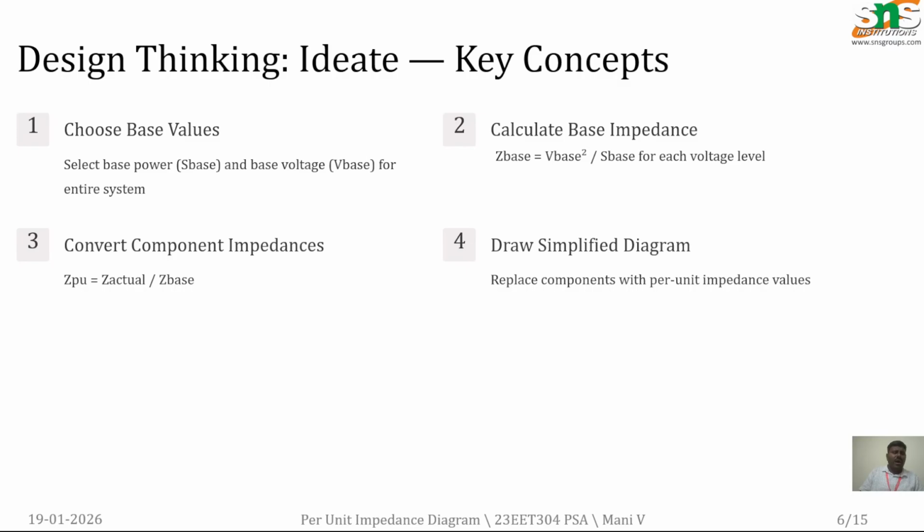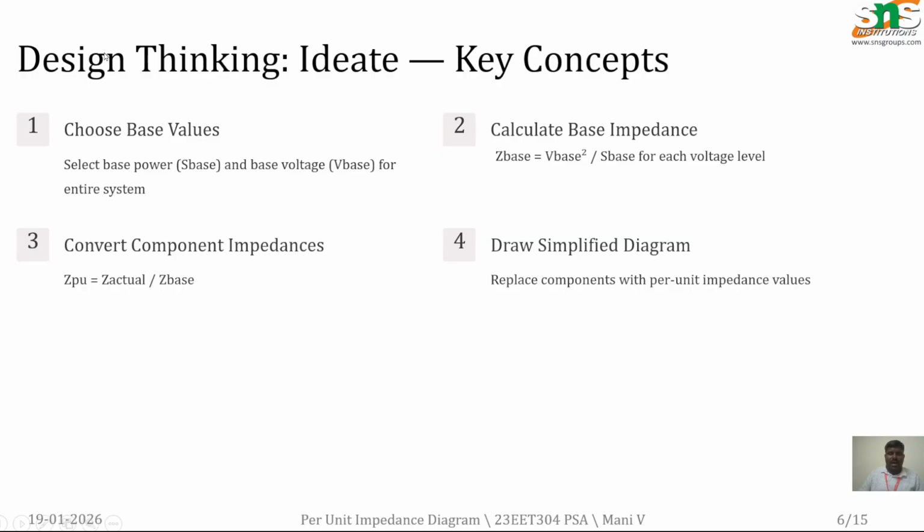So what is the main key concept here? The first point: we have to choose the base value. The base value is nothing but the new base kV as well as the new base MVA, and we have to choose it for the entire system. The new base MVA is common for the entire system, and the voltage changes at the different voltage levels.